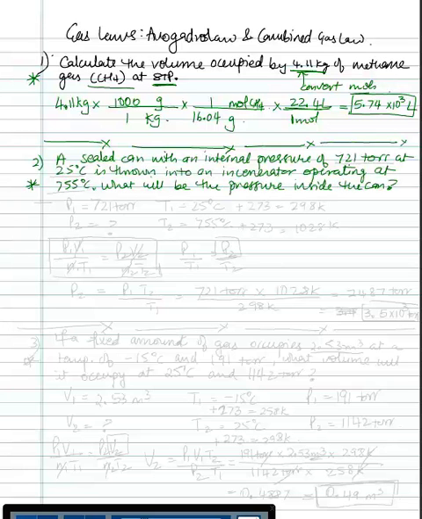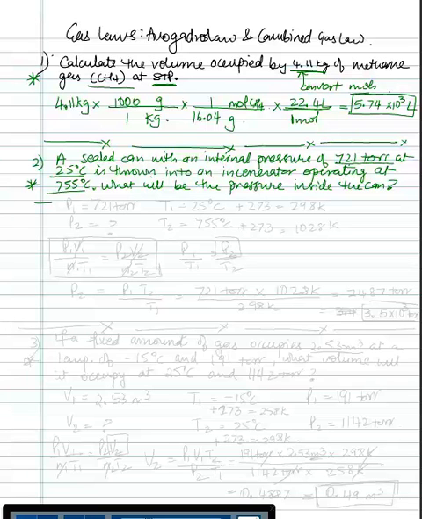So the question is, a sealed can with an internal pressure of 721 torr at 25 degrees centigrade is thrown into an incinerator operating at 755 degrees Celsius. What will be the pressure inside the can? You might hear me saying Celsius or centigrade. It doesn't really matter. Both of them are the same thing. Anyhow, here's how we set up the problem.